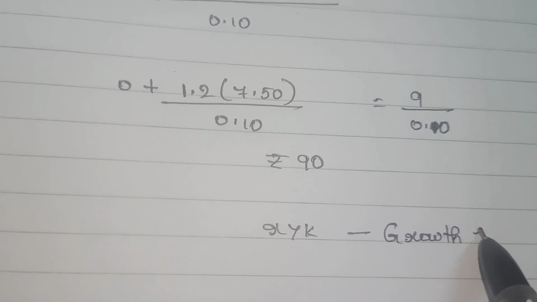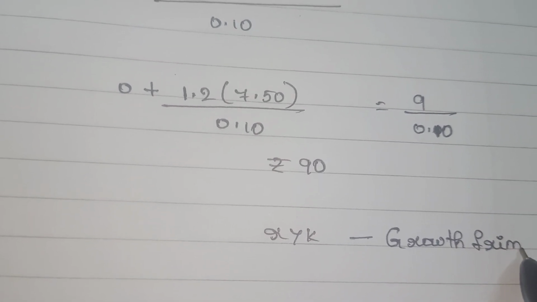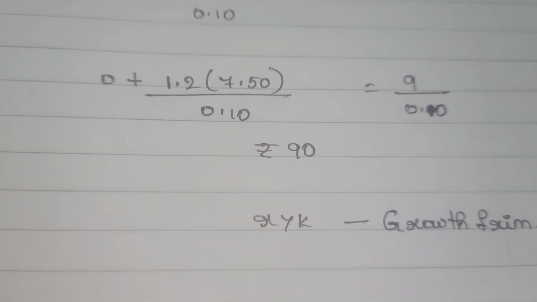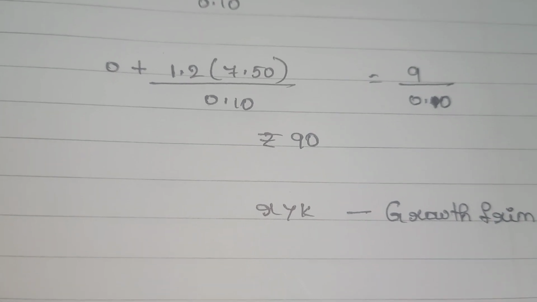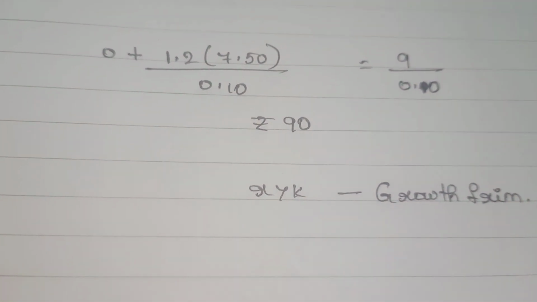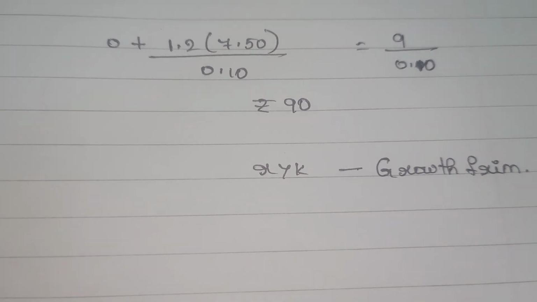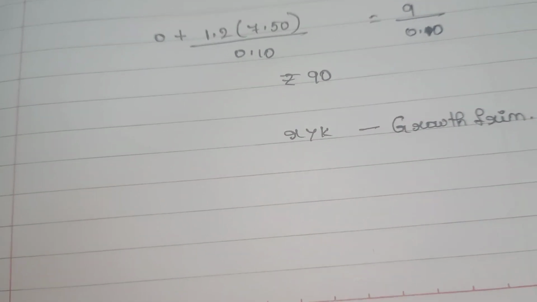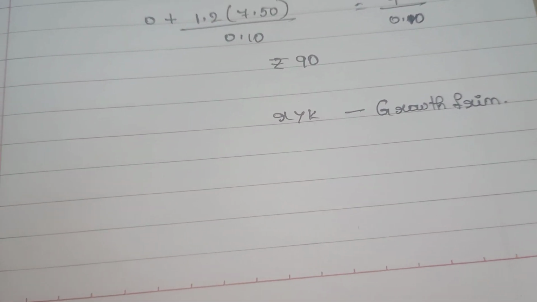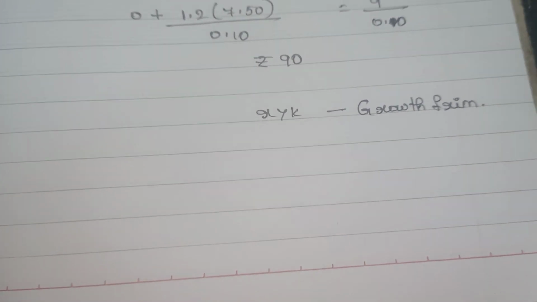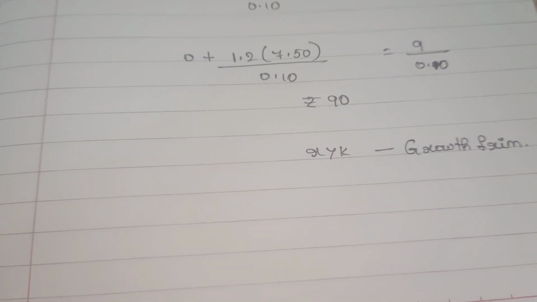Okay, so this is the process for the Walters model. And again in the Walters model, we have to see the payout ratio also. In the next session, let us see another model of the Walters model. Okay, thank you.